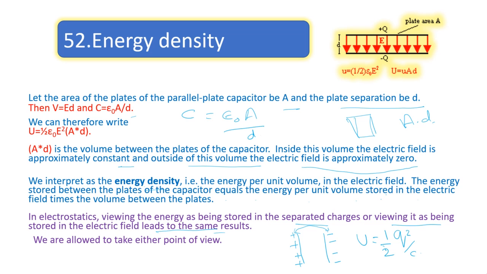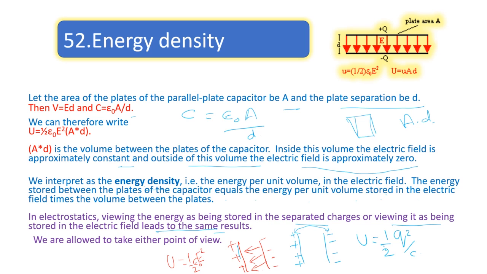Or another way is, we can have the same thing. Charges are present on the plate, plus and minus, and there is a uniform field here now. That energy may be stored in the field itself. That also gives the same answer, in terms of E square, into epsilon naught E square.